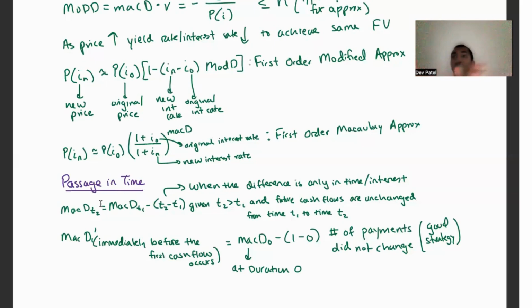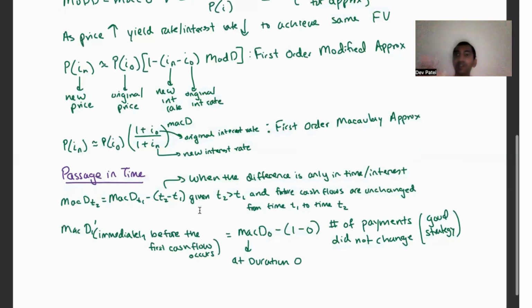Because you've not changed your number of payments, and you're not changing the total amount of cash flows that you're paying in the future, you can use this formula. You can use T2 minus T1. You can simply use the change in time on which you moved to calculate what your new Macaulay duration would be. So if you have some question where you want to quickly determine the change in Macaulay duration if I go from this period to this period, assuming that the cash flows are unchanged and nothing extra has been paid when I move from time period A to time period B, you can use this.